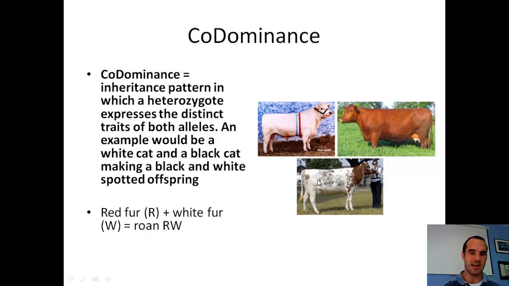Another example, if we had cats, we have a white cat and a black cat. In a codominant situation, both white and black would be coming out at the same time. So instead of blending together and producing an intermediate, something in between the two, both are expressing and they're showing the white phenotype and showing the brown phenotype in our cows here.